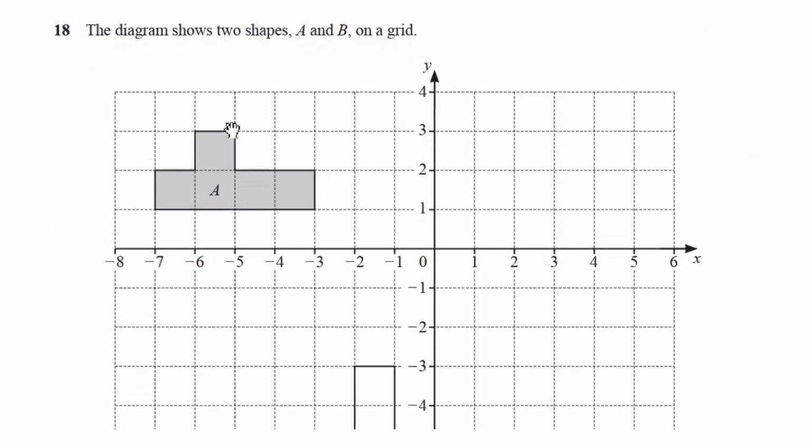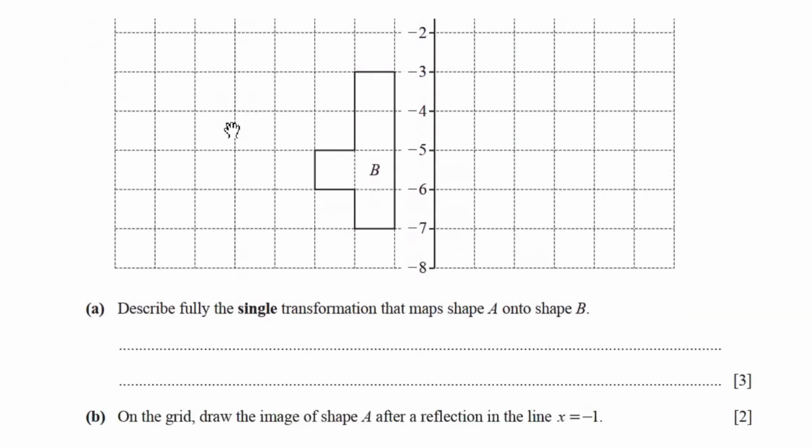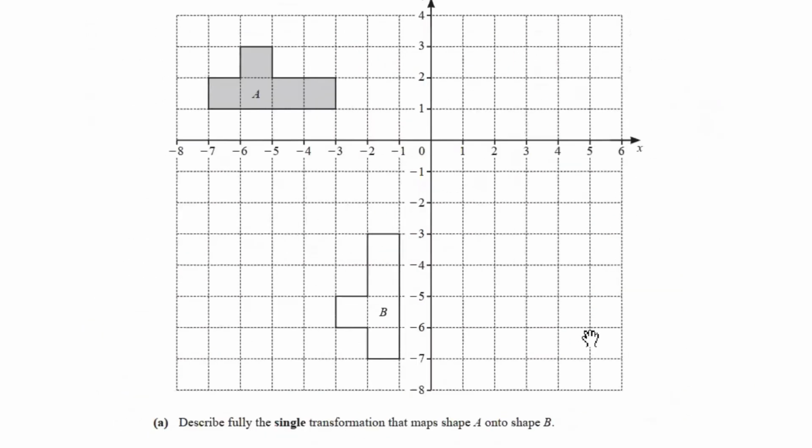The diagram shows two shapes A and B on a grid. Describe fully the single transformation that maps shape A onto shape B. So shape A onto shape B is clearly a rotation. Since it's going backwards, that means it's anti-clockwise, and the angle is 90 degrees because it's in the next quadrant. And our center of rotation is going to be 0, 0.